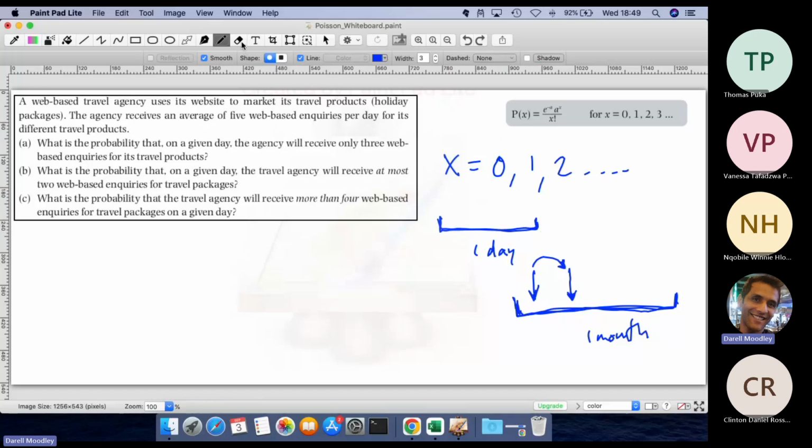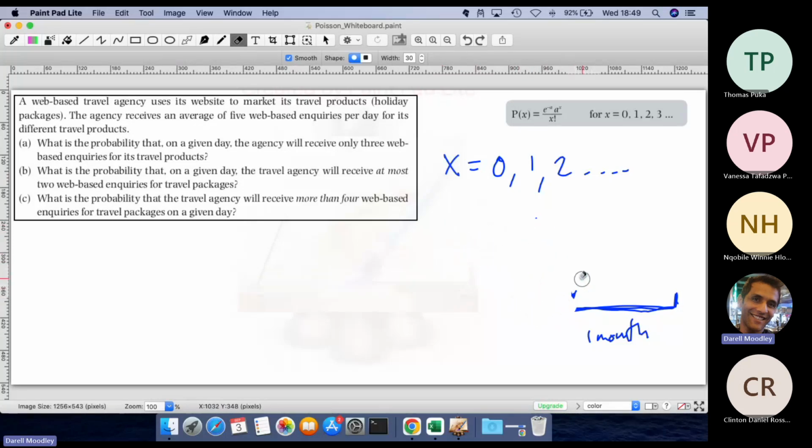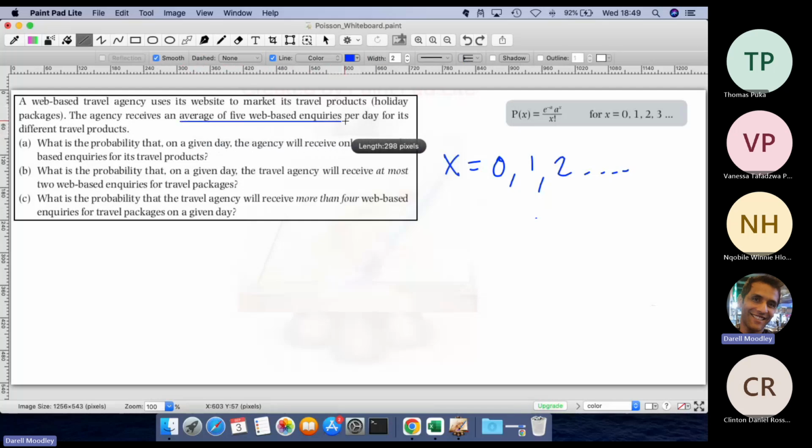Now, if you read this question that we have here on the left, I'll read it out. It says a web-based travel agency uses its website to market its travel products, which are holiday packages. The agency receives on average 5 web-based inquiries per day. I'm going to highlight that because we're going to use it. The average of 5 web-based inquiries per day, and you can see it says per day. So that's a time interval, and we're counting the number of web-based inquiries that happen in a day.